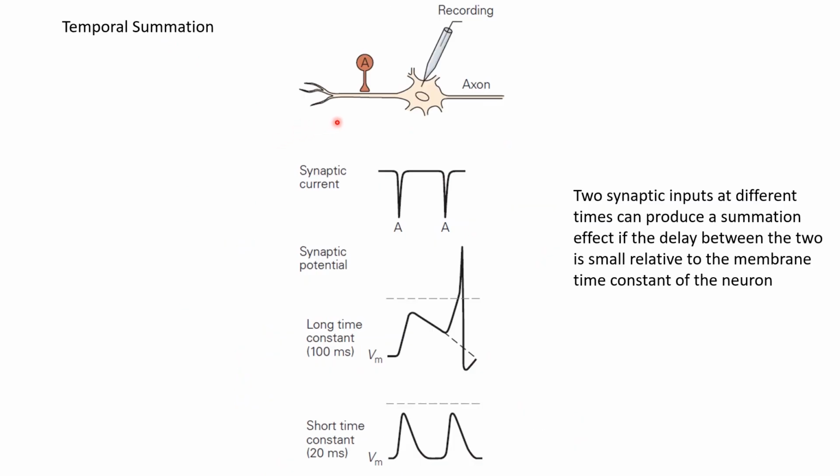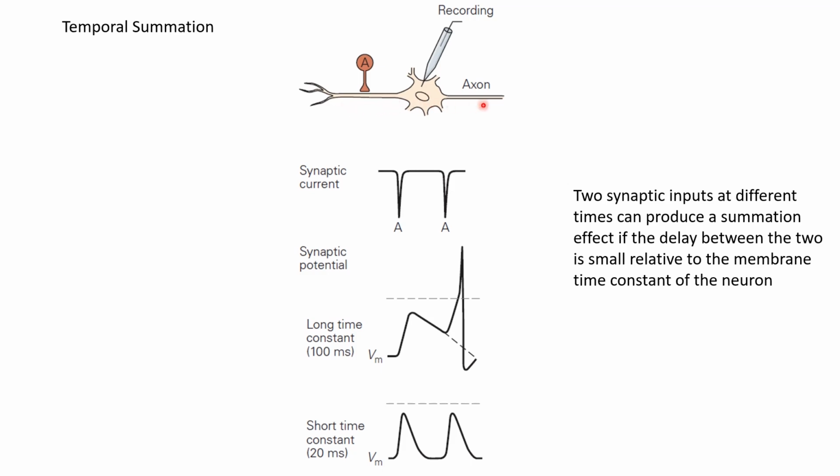Now let's consider multiple inputs coming on the dendrite. So these inputs can come at different times or they can come at different locations. And we will look at these two factors one at a time. So let's first consider the case where two inputs are coming at different times but at the same location.